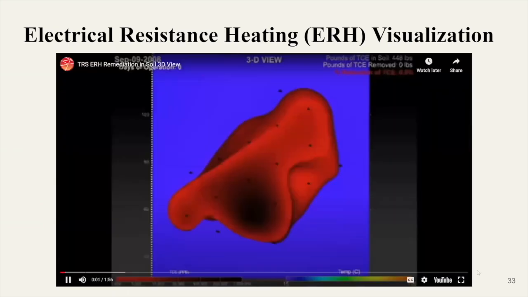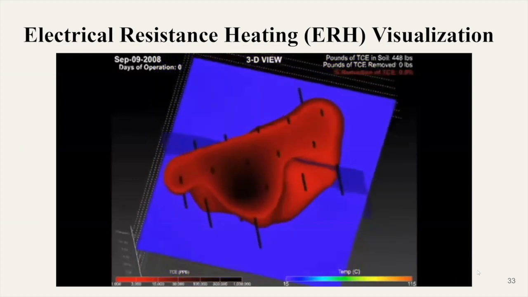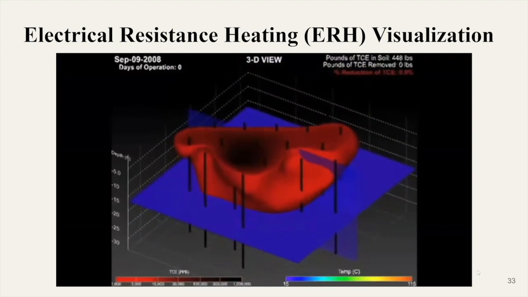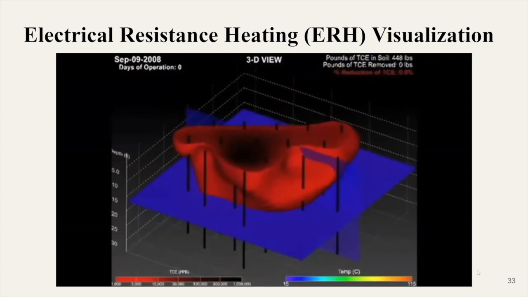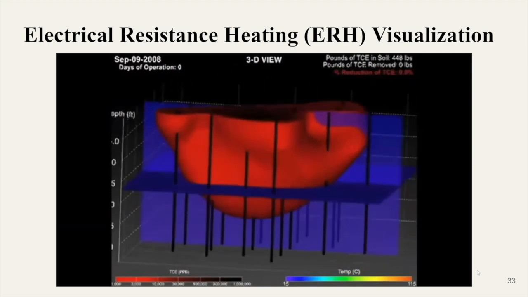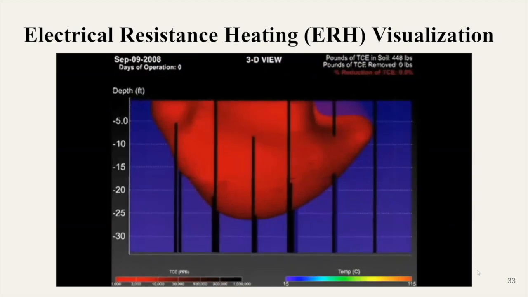This animation illustrates in situ thermal remediation of chlorinated volatile organic compounds in soil and dolomite bedrock using TRS electrical resistance heating. 4 contaminant source areas partially below buildings were remediated in 2009. The results of one of the source areas are in this animation. The red mass represents the contaminant.